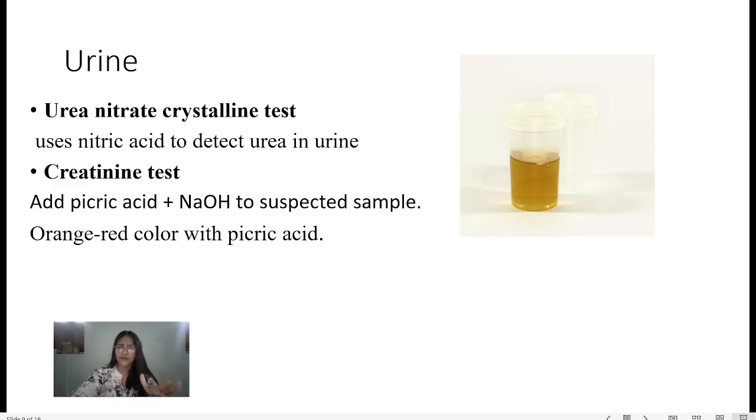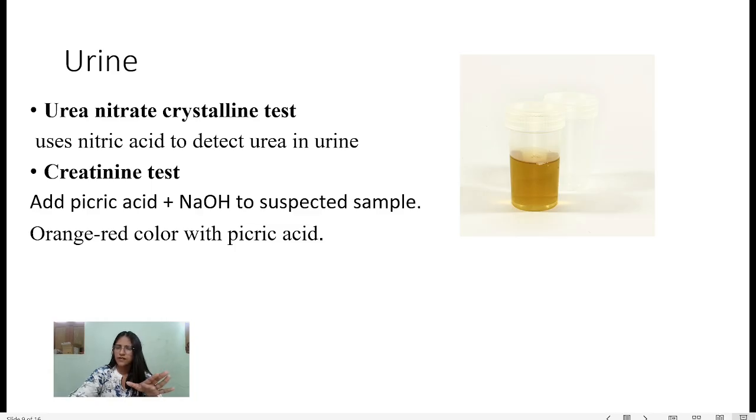All right. Now we are moving on to the creatinine test. We just have to add picric acid onto the stain and then NaOH onto the suspected sample. This produces an orange red color in the stain. So if orange red color is present, then we can say that creatinine of urine is present in that sample. Creatinine is an important element of urine, right? So by this test, we can detect the presence of urine, right?